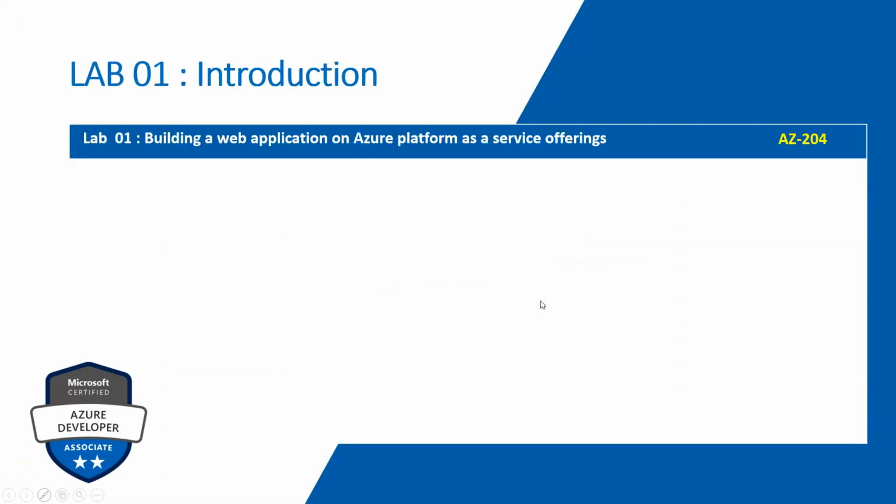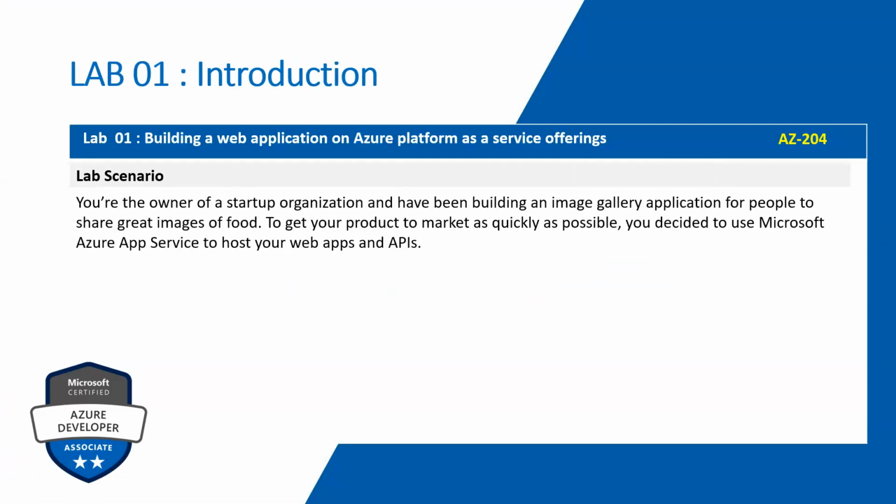Okay, let's move forward. Now let's talk about lab one. What is the scenario? It says that you are the owner of a startup organization and you have been building an image gallery application for people to share great images of food. To get your product to market as quickly as possible, you decided to use Microsoft Azure App Service to host your web apps and APIs. So basically here, we need to create a web application that will allow people to upload images.